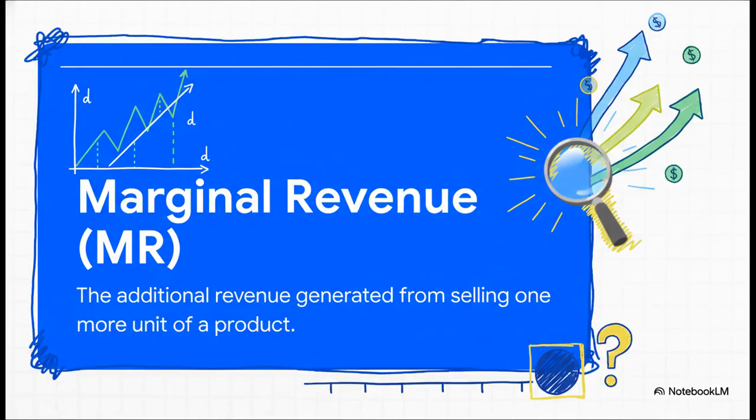Now, when you see this formula, MR equals dR over dx, I want you to translate that in your head. All dR over dx really means is the change in revenue, that's the dR part, from a tiny change in quantity, the dx part. It's just a mathematical way of answering a very simple business question. What's the revenue from the very next sale? That's it. It's not the total, it's not the average, it's just the revenue from that next one.